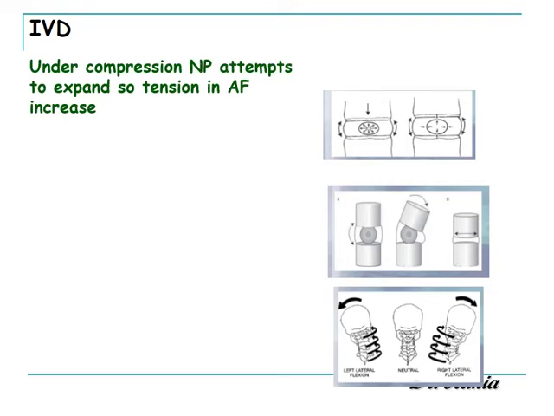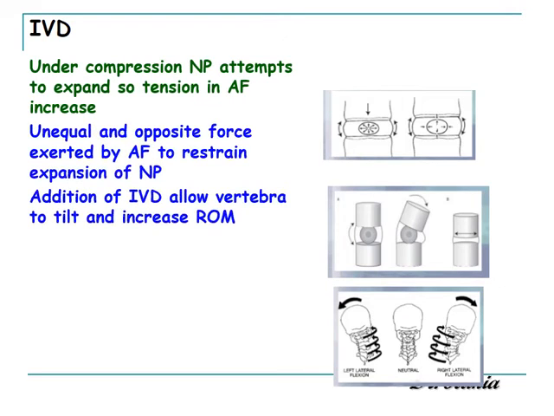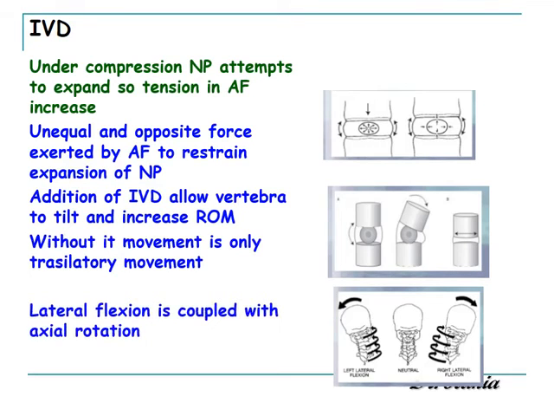The intervertebral disc is under compression all the time, so it attempts to expand. This increases the tension on the annulus fibrosus to resist the expansion of the nucleus pulposus. The presence of the intervertebral disc allows the vertebra to tilt and increases the range of movement. Without the intervertebral disc, the movement would actually be translatory. Lateral flexion is coupled with axial rotation.